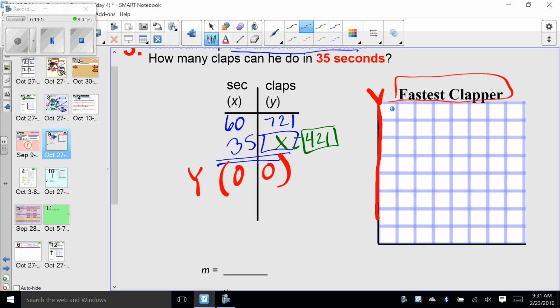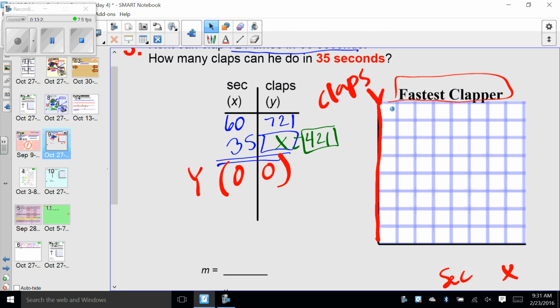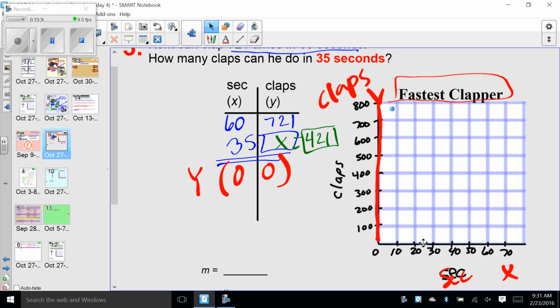Here's our y-axis, which becomes the number of claps that he can do. Our x-axis is the seconds in which he can clap. Our seconds range from 0 to 60, and our claps range from 0 to 721. So we're going to go ahead and use that as our scale. I'll let you catch up. Everybody should be going ahead and scaling that graph right now.